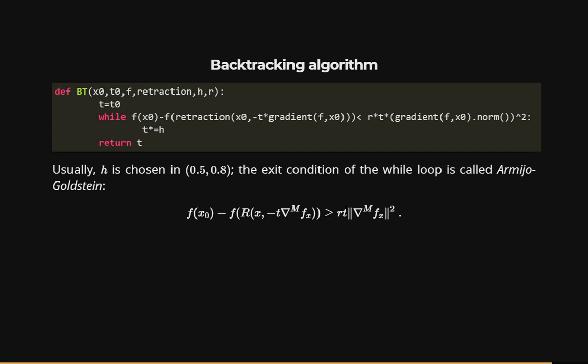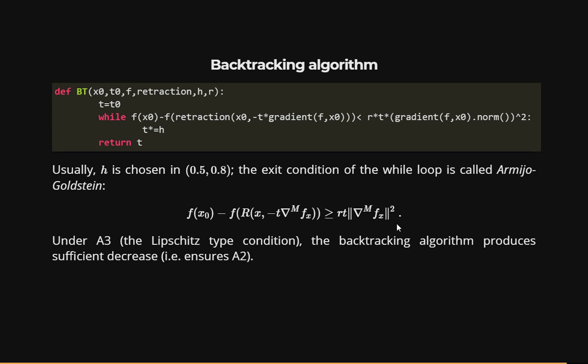So we loop the gradient descent. At each passage, we loop the backtracking until we meet this condition. R is usually really, really small, like 10 to the minus 4, 10 to the minus 3, something like that. So we are actually asking that there is a sufficient decrease at that step. Now, if you have assumption 3, you can extend this local sufficient decrease to the whole of your gradient descent.